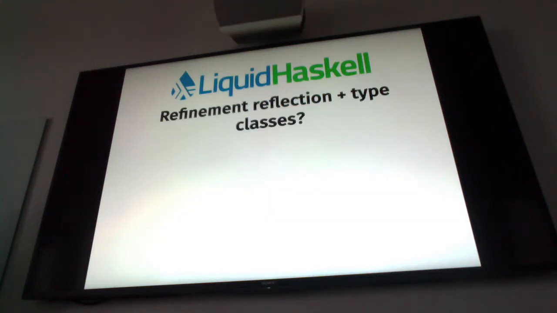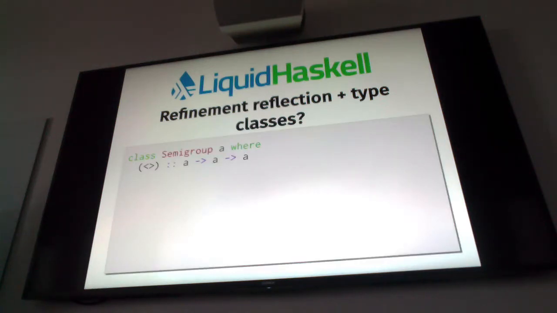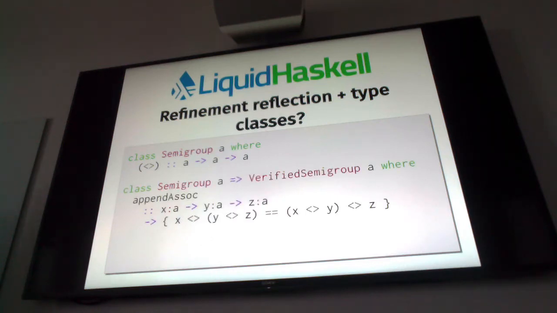So one thing that we've been pondering in the project that we've been working on is, is it possible to take refinement reflection and also give it the power to work over type classes? So as one motivating example, if we have a semigroup class with some binary operation, which I will call append for shorthand, we might want to be able to verify that this operation is associative. So we might want to have some kind of verified semigroup class, which uses Liquid Haskell to express a property that given 3 values of type A, you can reassociate the order in which you append them, and that should just work out. Oh, sorry, did you have a question?